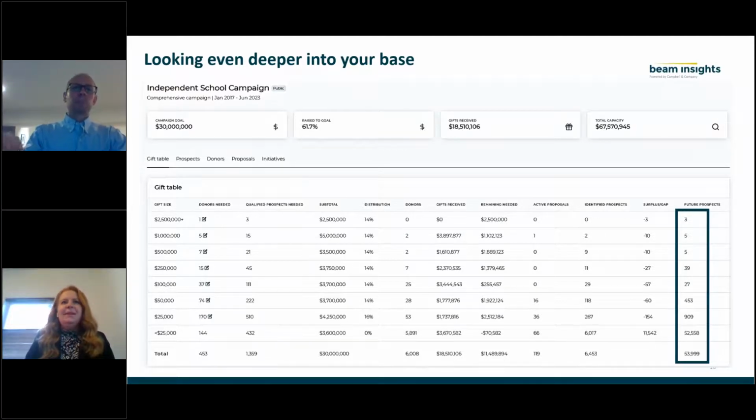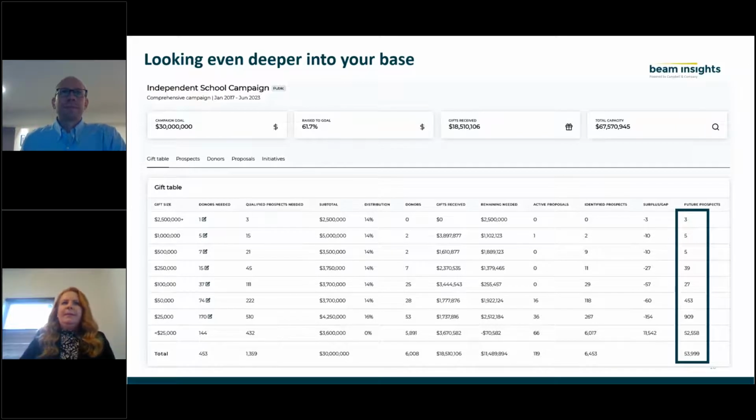So you'll see here that we have that last column that I indicated, which is called future prospects. So Beam Insights takes all of your information, all of your data, and segments your prospects automatically into identified prospects and future prospects. So we can take a look here at our future prospects and see where we may have additional prospects that we can move over into the identified prospects column and potentially into our pipeline. So it's just another way to look at, like, okay, we need to look at our pipeline a little bit more deeply. Where can we dig into those prospects?